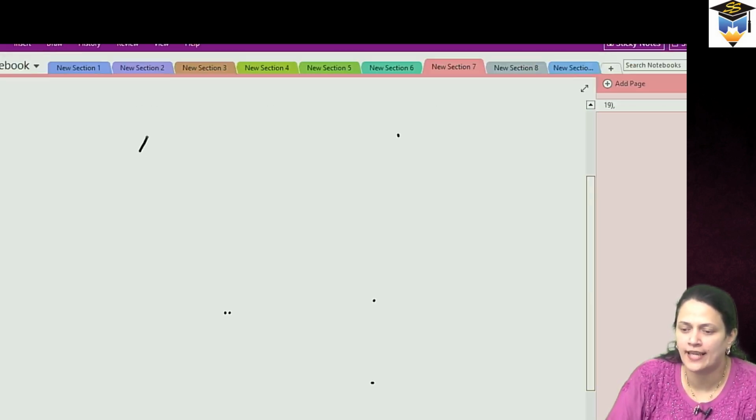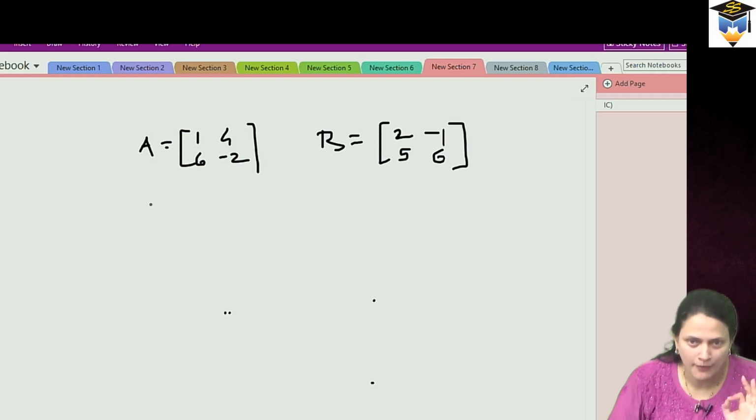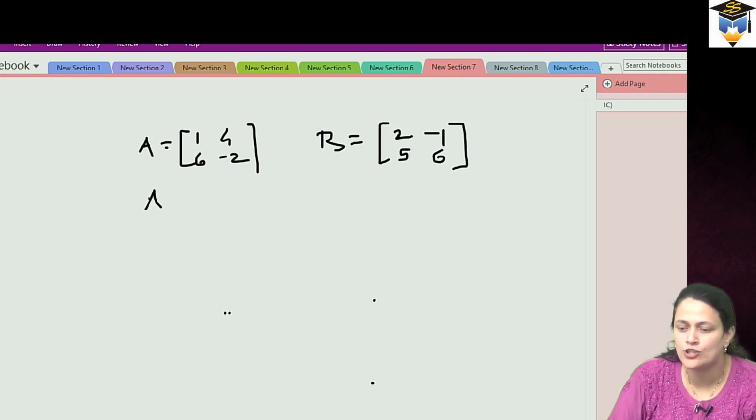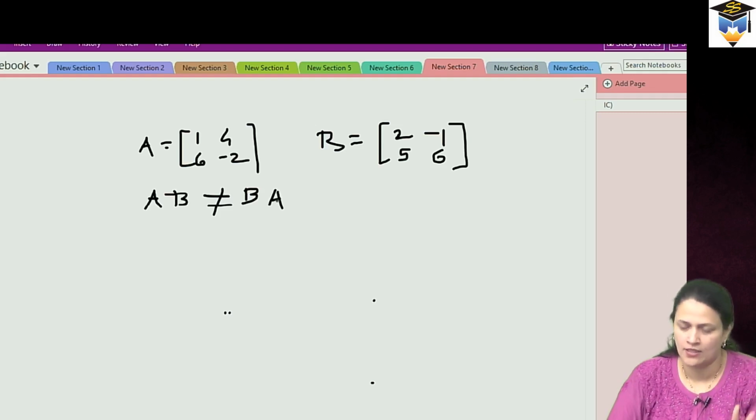Suppose there is a matrix A which is a 2 by 2 matrix and the elements of matrix A are 1, 4, 6 and -2. Similarly, B is another matrix of 2 by 2 order, the same order, and the elements are 2, -1, 5 and 6. Now, always remember, in case of matrices, multiplication is not commutative. A into B is not equal to B into A. Just for matrices, you have to remember this.